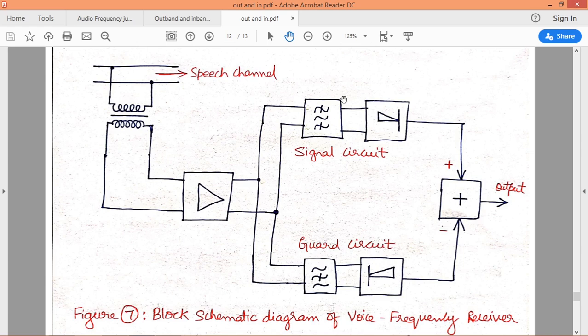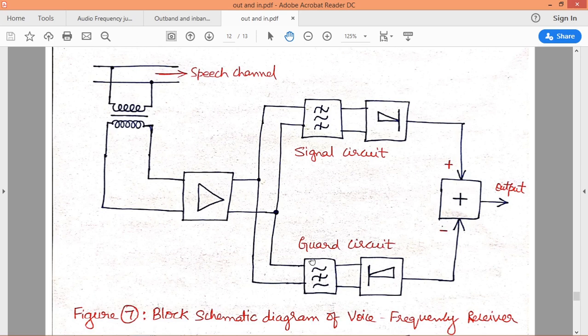This band pass filter will be passing only control signal frequencies, while blocking the carrier frequency as well as the speech signal frequency. So it will be passing only the control signals, and those signals will be rectified and the DC signal will be given to this comparator.